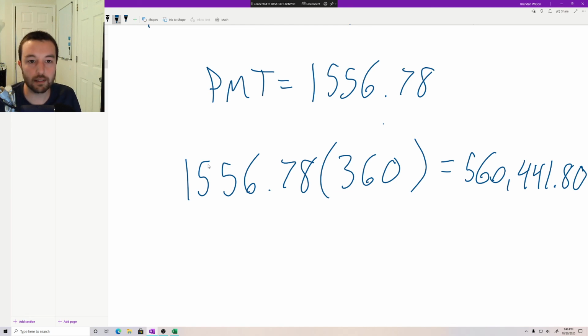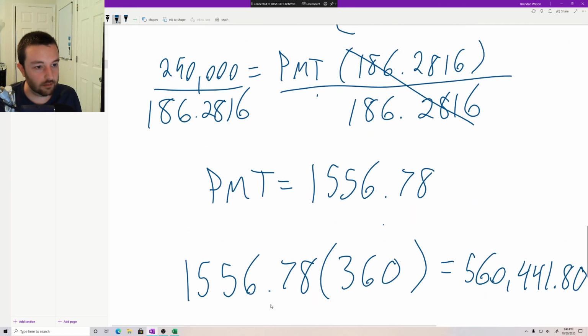Mortgages are really long because it's a lot of money. This is how the banks make their money. They pay that 290,000 up front, and they get almost double that in return over the course of 30 years, right?